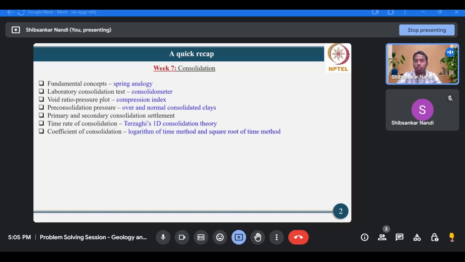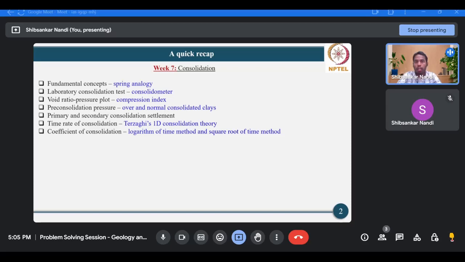In this specific week, we started learning another important aspect of soil mechanics, that is consolidation. The fundamental difference between consolidation and compaction is that, earlier we have learned compaction. Compaction is the densification of soil mass through some mechanical energy by the expulsion of pore air. However, in the case of consolidation, it is the expulsion of pore water. Okay, so this is the fundamental difference.